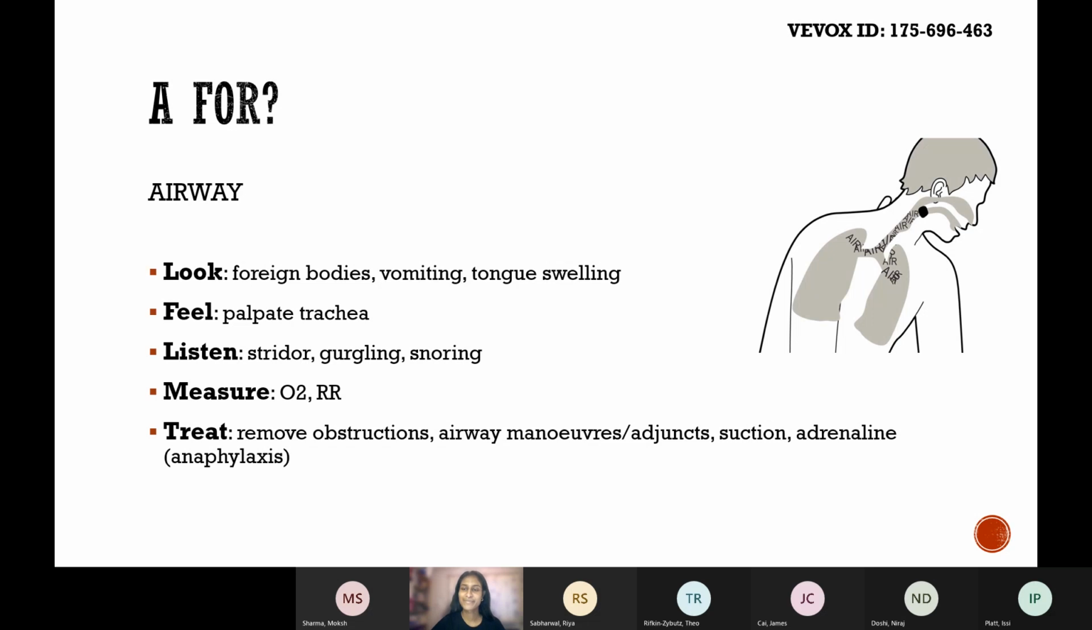Foreign body, yeah. Check the airway, yeah. How might you do that?